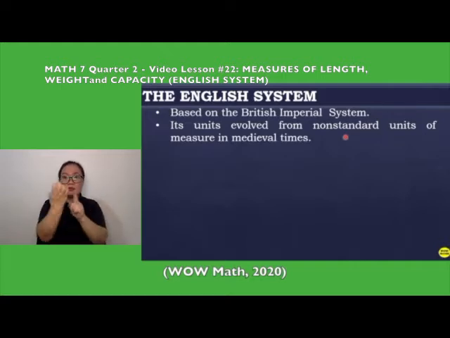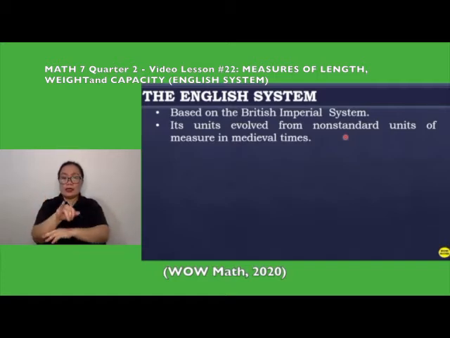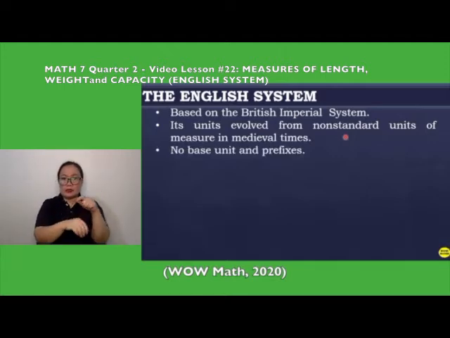During those times. Now, dun sa mga non-standard units of measures nung unang panahon, meron tayong na-adapt doon. Kaya nagagamit pa rin natin hanggang ngayon yung foot, yung inch, yung yard, na kung saan nakuha natin sa kanila. So, the English system also has no base unit and prefixes. Hindi siya kagaya ng metric system. Kung napanood nyo yung video tutorial natin about the metric system, there are base units for length, weight, and capacity, and also there are prefixes. Kaya mas madaling mag-convert ng metric system compared to English system.